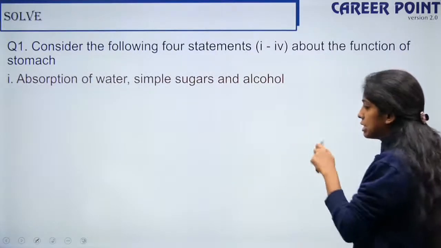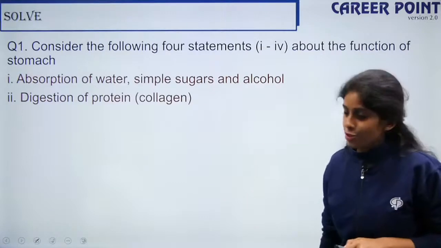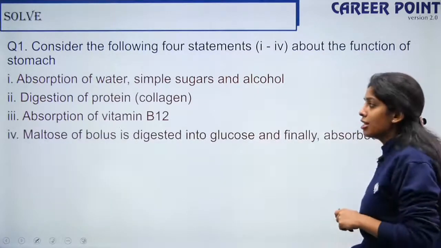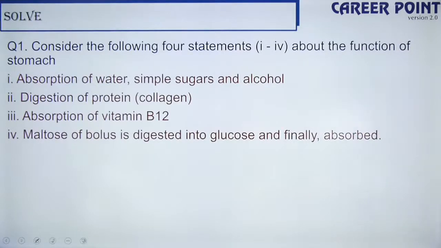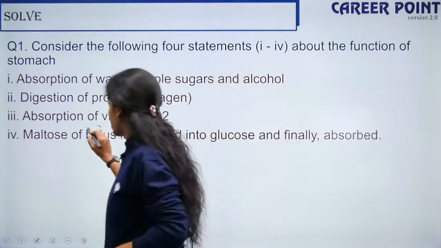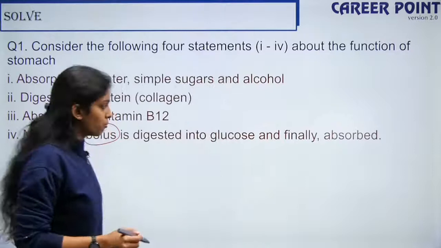Absorption of water, simple sugars and alcohol, digestion of protein, collagen, absorption of vitamin B12. Then maltose of the bolus is digested into glucose and finally absorbed. When it is mixed with the salivary enzyme and salivary mucus, it is called a bolus, right?